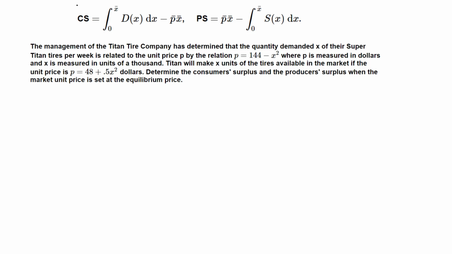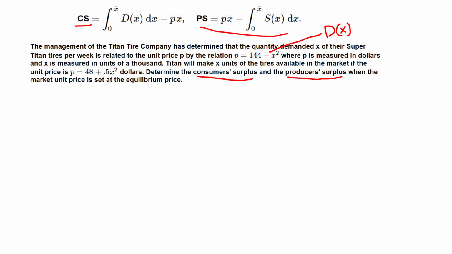Read the question carefully. We are asked to determine the consumer surplus and the producer surplus, whose formulas are given here. Consumer surplus is given by this and producer surplus is given by this, where D is the demand function, which is given somewhere. If we read this closely, x of their Titan tires per week is related to the unit price by this relation. This is the demand function.